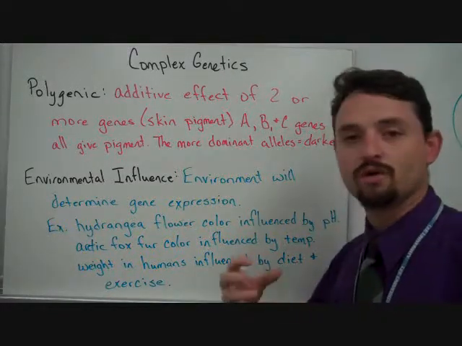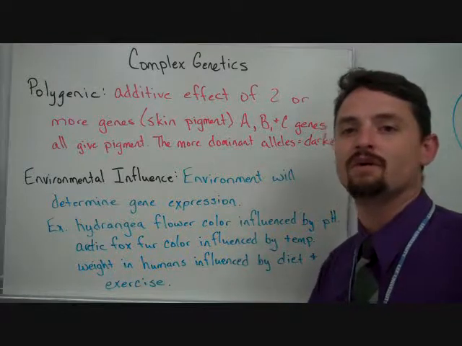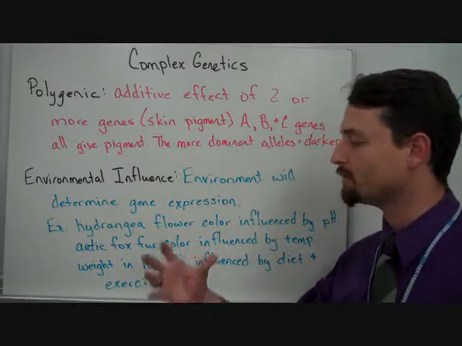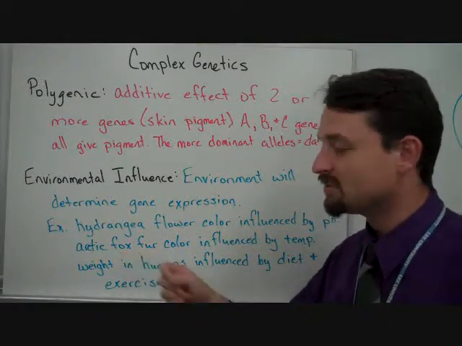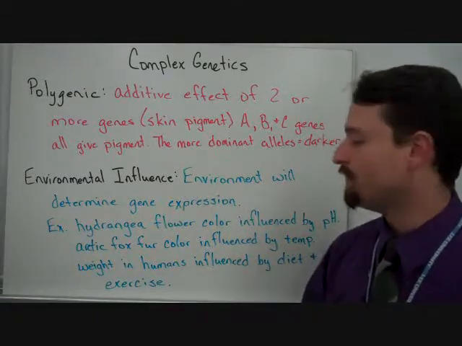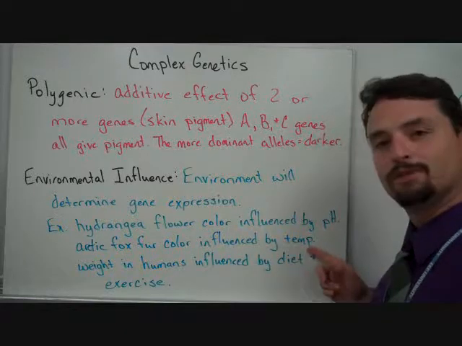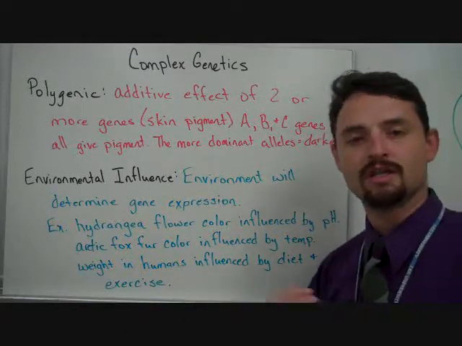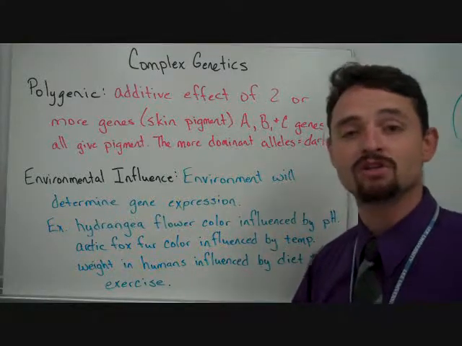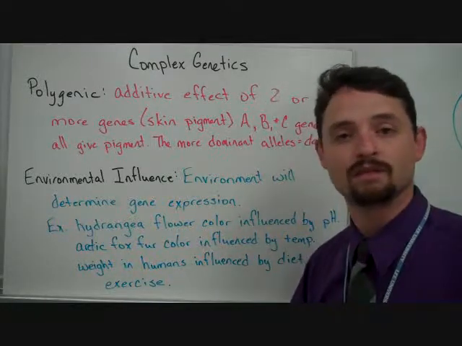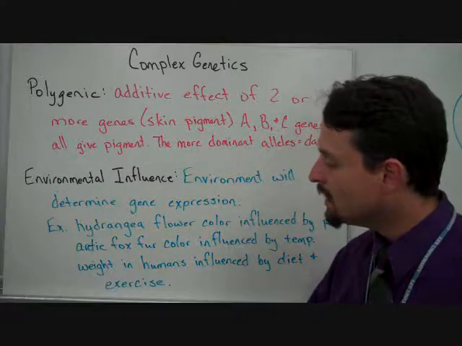So if the pH of the soil is acidic, you get one color flower. If it's basic, you get another color flower. The environment is affecting the expression. The next is the Arctic fox. The fur color is influenced by the temperature. Cold temperatures, it turns white. Warmer temperatures, it turns a nice light brown. And that also is affected by the environment that it lives in, the Arctic regions.